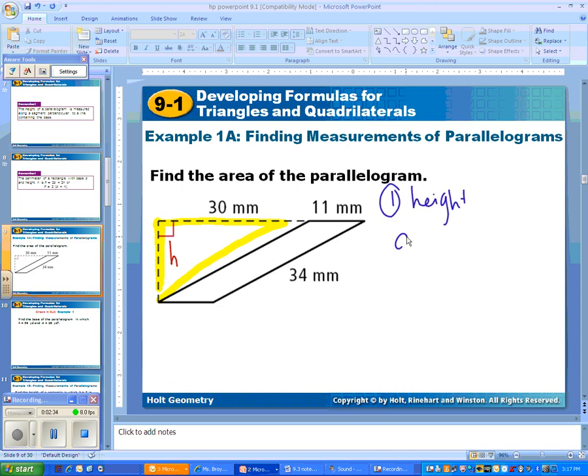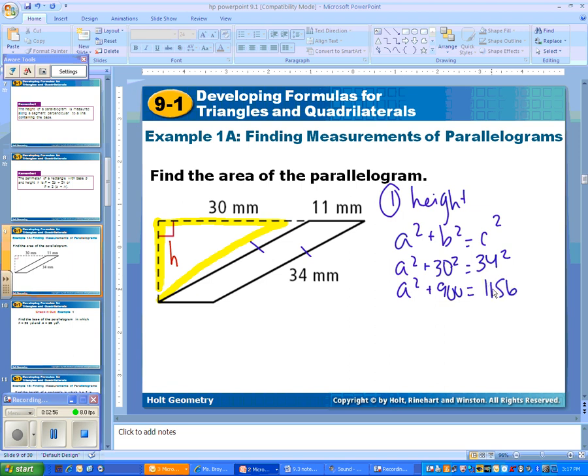So we're using a squared plus b squared equals c squared. We know that one side is 30. And we know that the hypotenuse has to be 34 because these are going to be congruent sides. So you do your math. 30 squared is 900. 34 squared is, I think, 1,156.